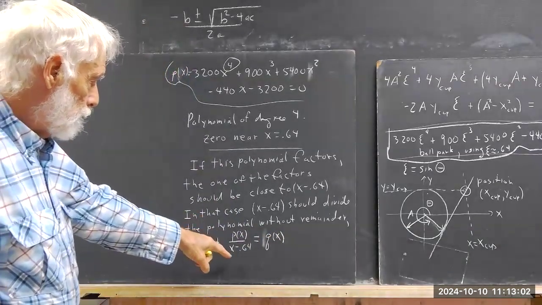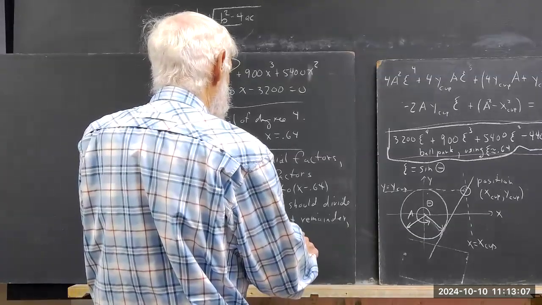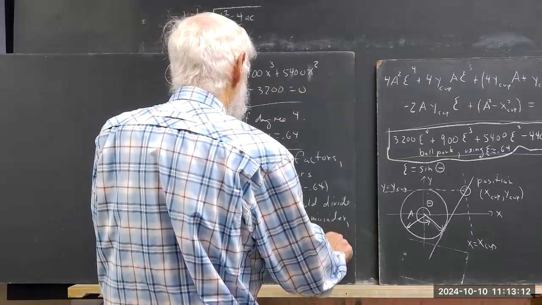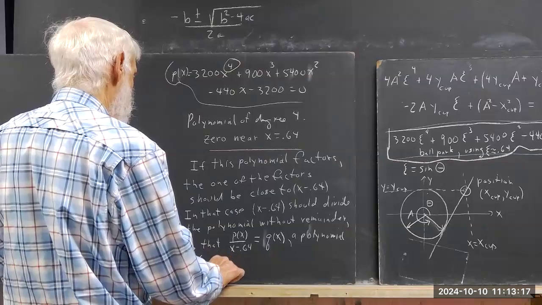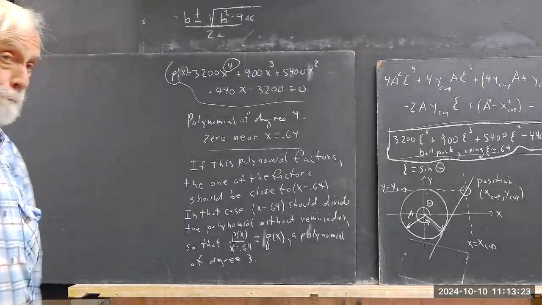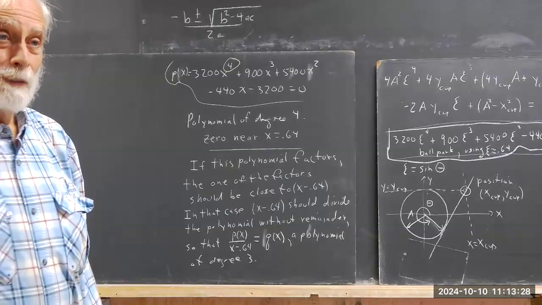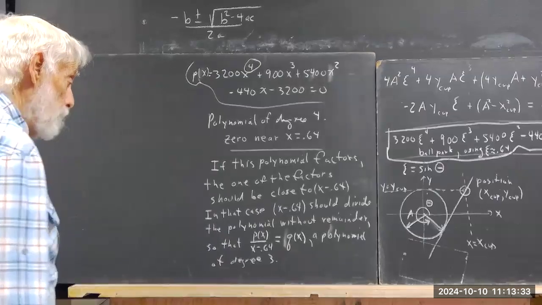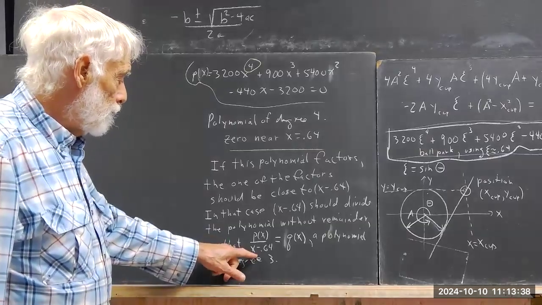I'll say that P of X divided by X minus 0.64 equals Q of X, a polynomial of degree 3. Well, you already knew that, right? No. Maybe if you've seen it already in your pre-calculus class. But this is real handy because it's pretty easy to divide this into this.